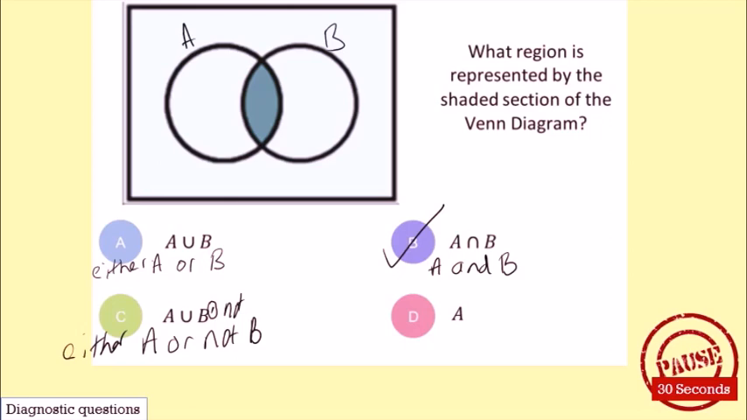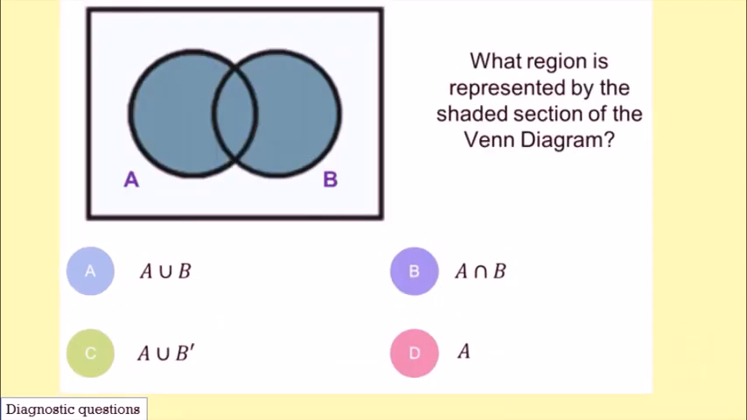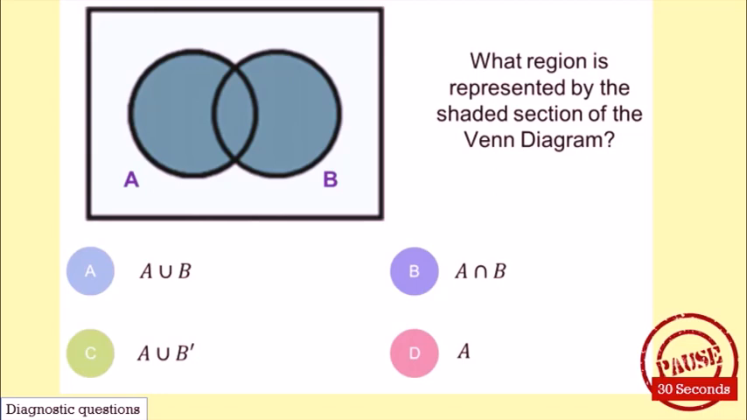And lastly, just A would be both sections there, the inside, the overlap, as well as the outside of A, both sections of the A circle. Okay, fantastic. Again, a similar question. Which of these symbols represents that region that's shaded in? So press pause, 30 seconds, give it a go, and we'll go for the answer.